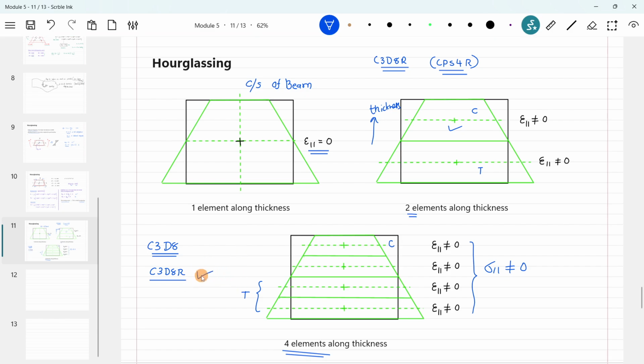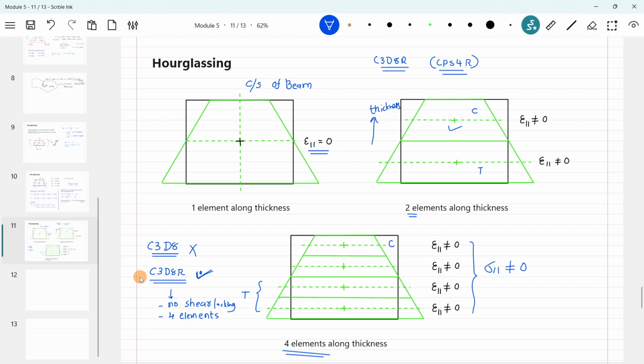So this is the preferred element type in bending problems. As much as possible, we can use reduced integration elements instead of full integration elements, because C3D8R, as we know, doesn't have any shear locking. No shear locking, and hourglassing can be fixed by 4 elements. So this is the more preferred element when it comes to first order hex elements.